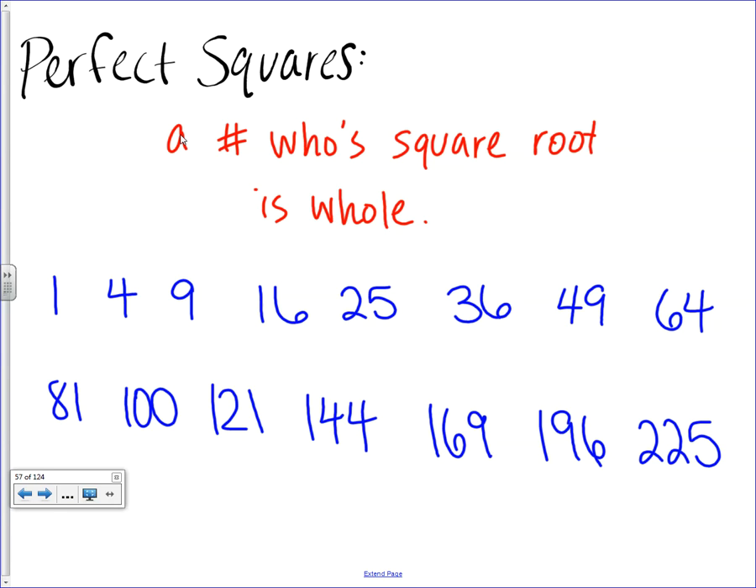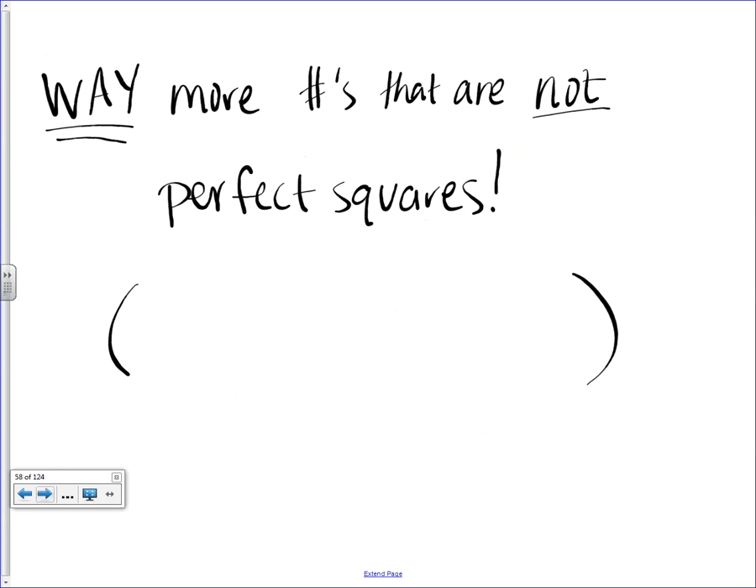Okay. Now, do you think there's more perfect squares or more non-perfect squares? There's more non-perfect squares. Okay. There are way more numbers that are not perfect squares. Way more. So what happens when you take the square root of a not perfect square? A big decimal that never stops and never repeats. What kind of numbers never stop and never repeat? What are they called?